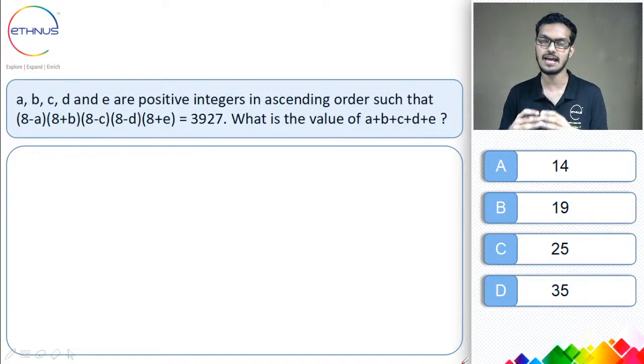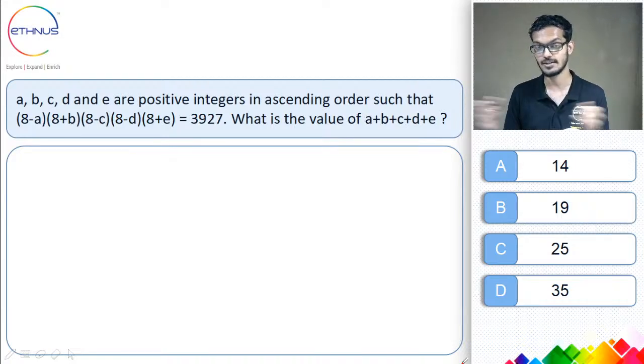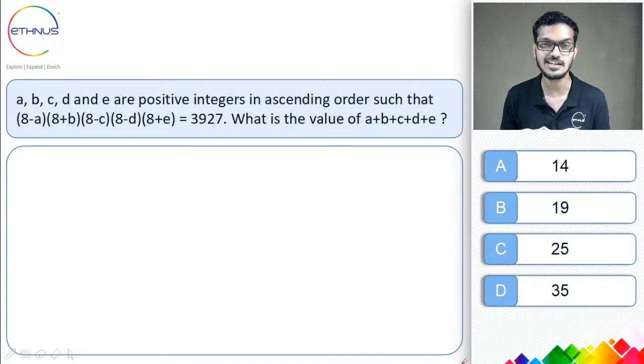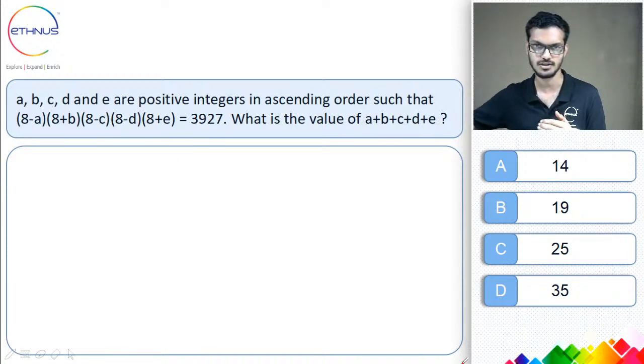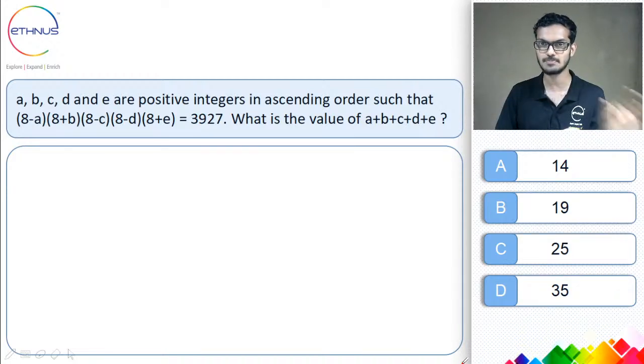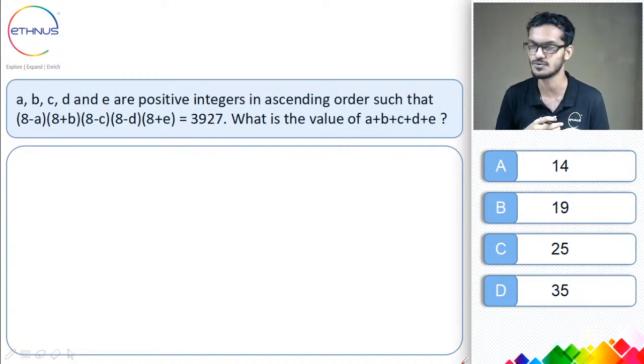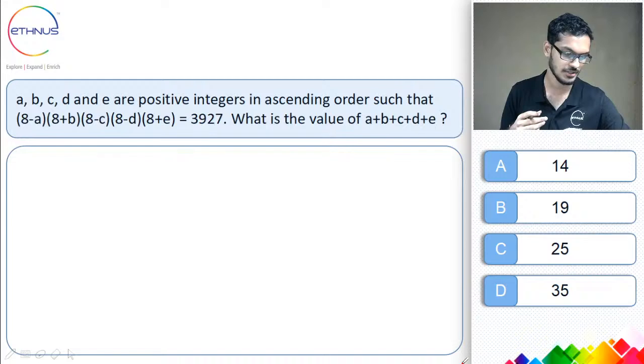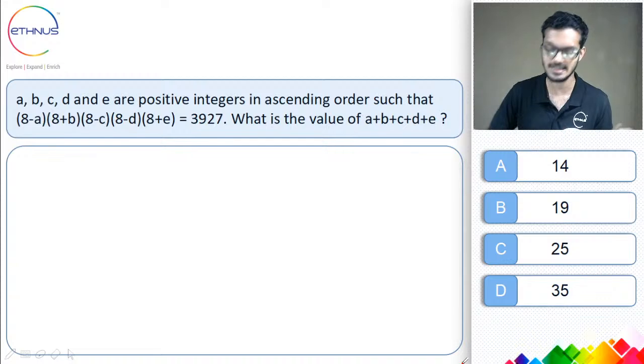Let me know in the live chat: if I take the prime factorization of 3927, what number do you get? What into what into what into what? I just want you to find the expansion of 3927, because that's how we can find the values individually. Let me know the expansion in the live chat. Very good, Kirtana. I could see that you have given the answer for A, B, C, D, but let me know the expansion.